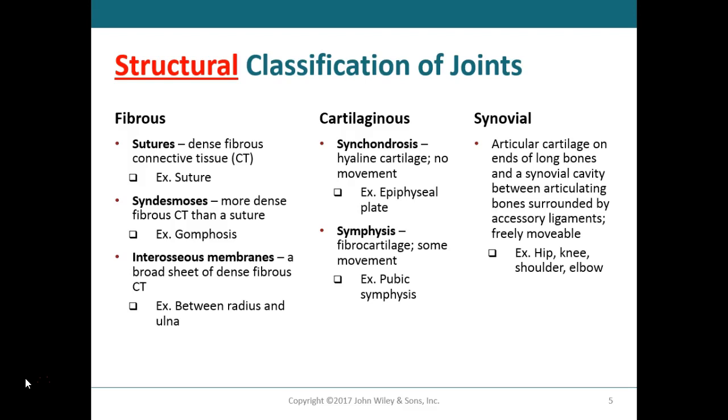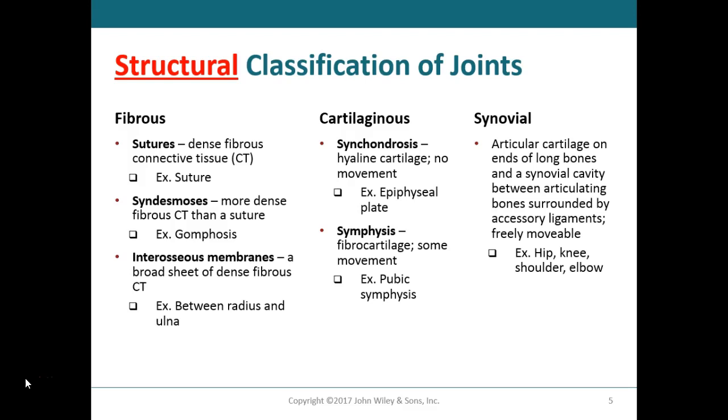Syndesmosis are more dense, so more dense fibrous connective tissue than a suture. So these allow for even less movement, and this is what you find with the ligament that's holding your teeth in the socket that they sit in. So that's an example of a gomphosis.